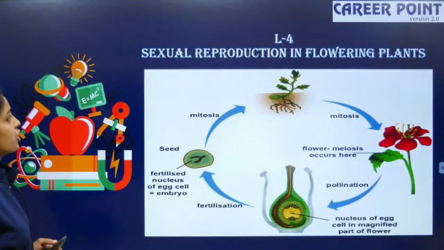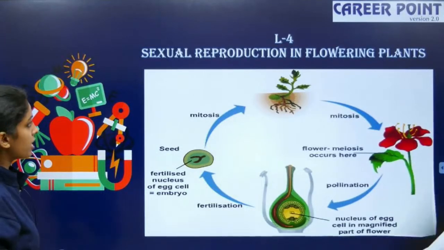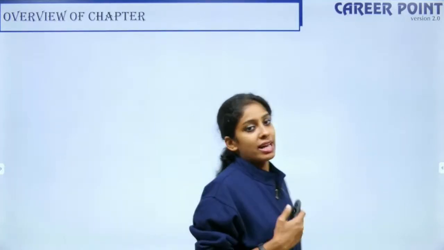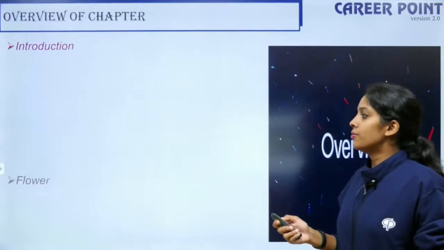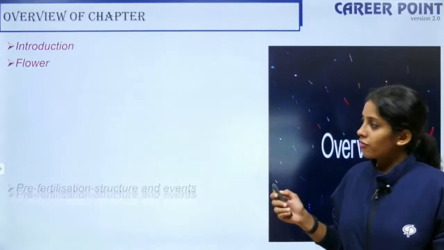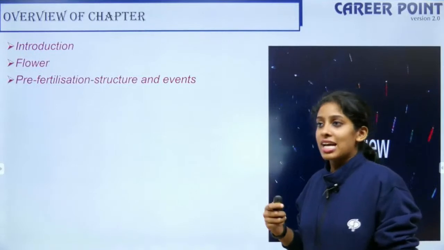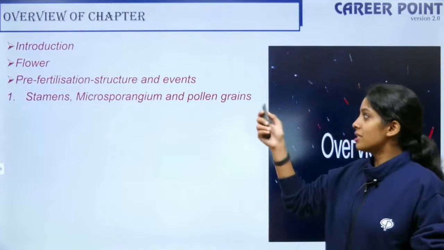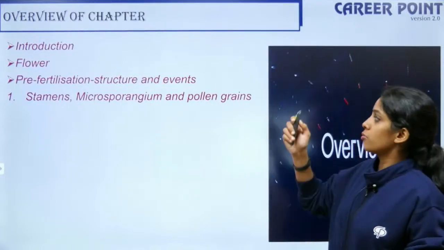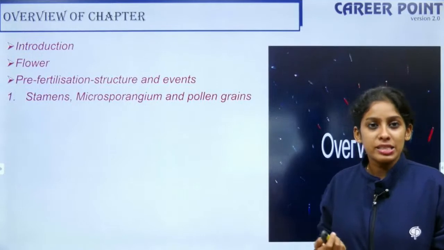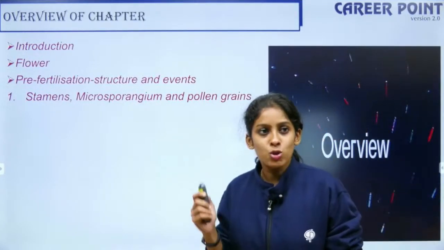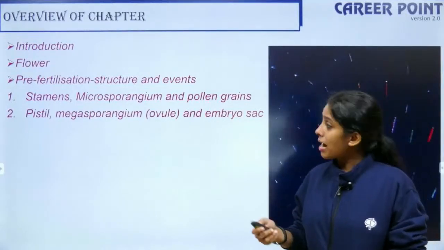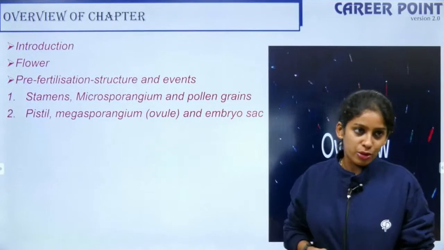So here we move forward. Lecture 4 of sexual reproduction in flowering plants. What were we talking about in this chapter? What are the topics that we were revising? Here we go. We were talking about the 4 parts of a flower. We spoke about the pre-fertilization structure and events. How do the pollen grains develop? What is the male part known as, the stamens? What is microsporangium and how are the pollen grains formed? Where are the pollen mother cells? All that we discussed. Then we started talking about the pistil, that is the female part. Megasporangium and the embryo sac.